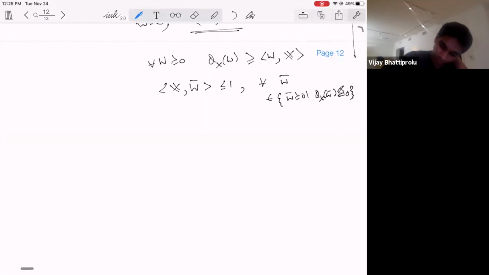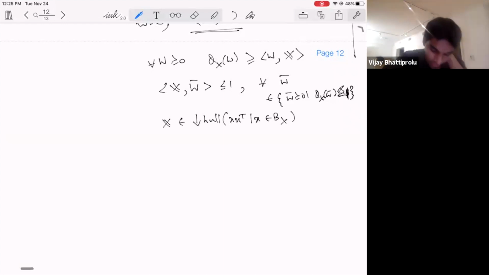Sorry, less than or equal to 1. Okay. So therefore, X must belong to the conic polar of that set. So X belongs to the downward closure of the hull of XX transpose such that Xn Bx. Here I use the fact that we showed earlier that this set is the conic polar of the set of bounded PSD forms.